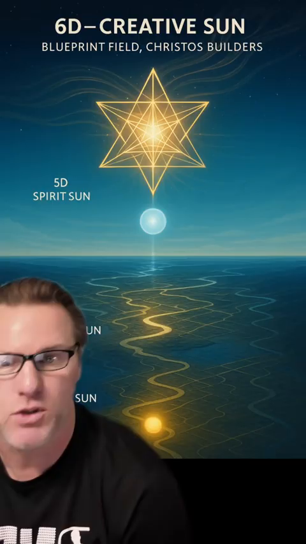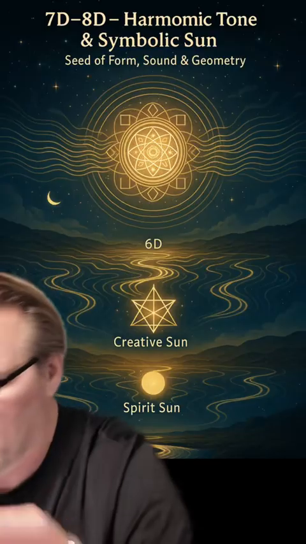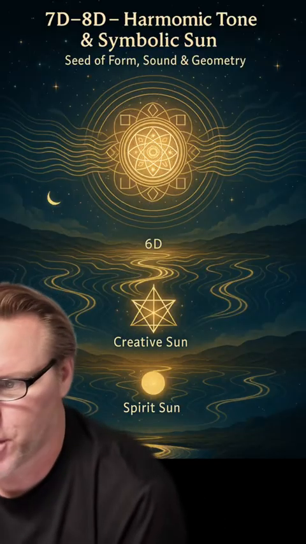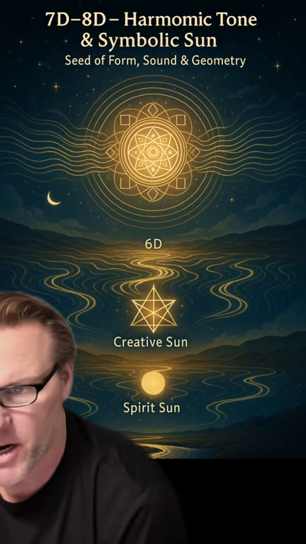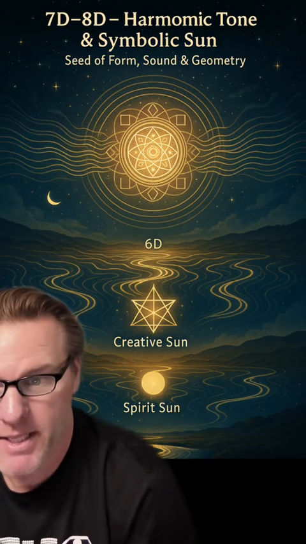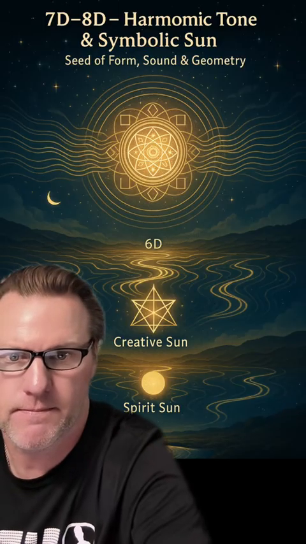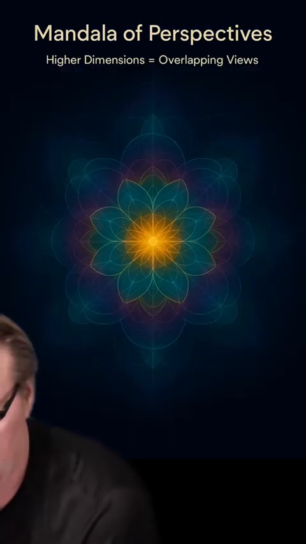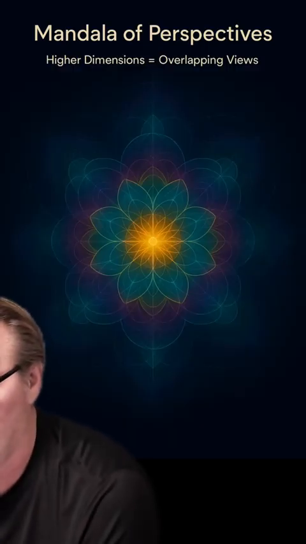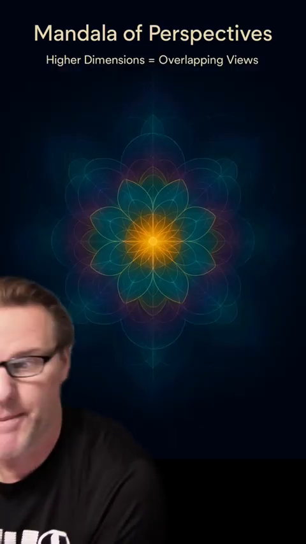Then comes the 7th and 8th dimension, harmonic tone and symbolic sun. The sun is no longer a sphere at all but a pattern, a mandala, a vibration. This is the seed of form, the music of creation. The rivers become waves of sound, geometry hums. This is the composer's hall where tone becomes symbol and symbol becomes structure.